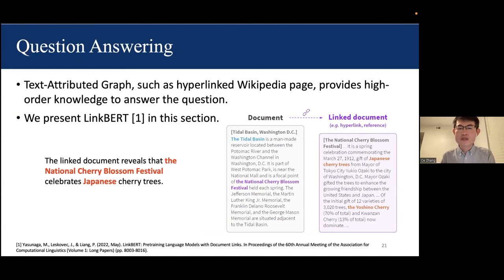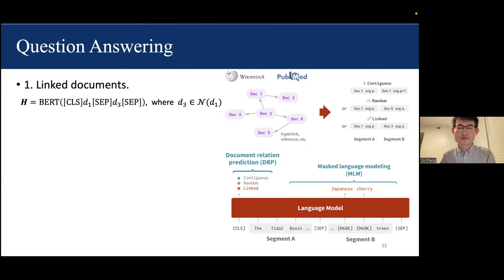So specifically in this paper, I present LinkBERT. LinkBERT here is a model for hyperlinked documents, and we want to answer some questions. LinkBERT is published at ACL 2022. It's designed with BERT, but it has graph structure.